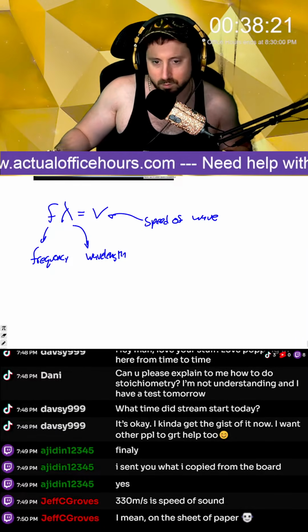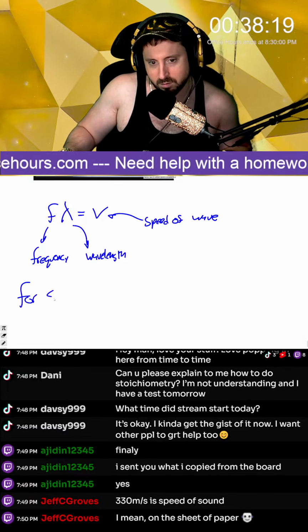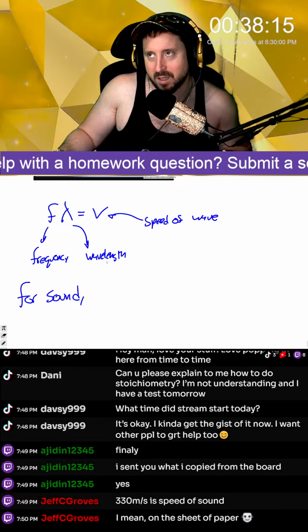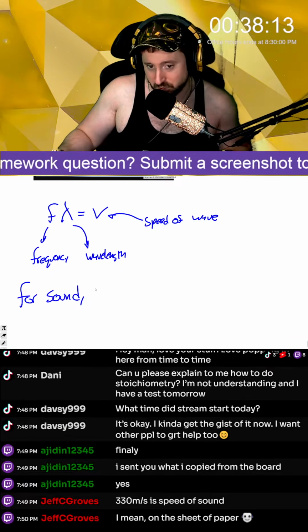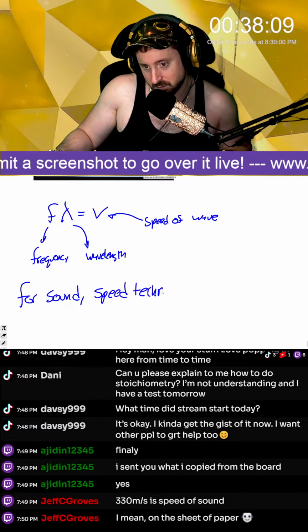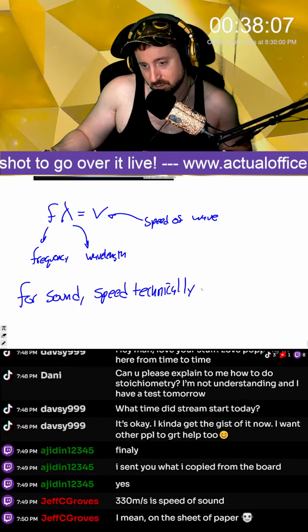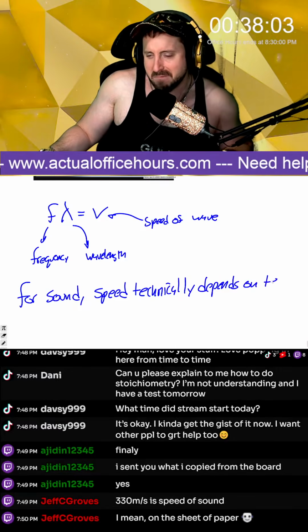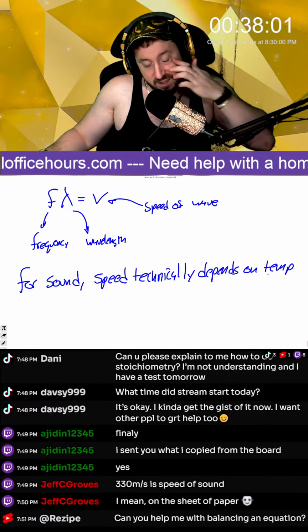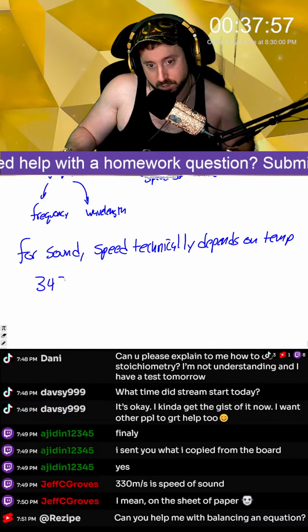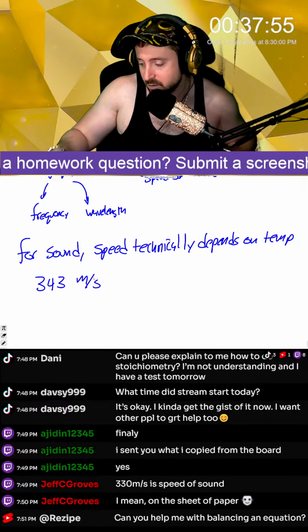And so for sound, it actually depends on the temperature. Technically depends on temperature. But the common one you'll see is either 343 meters per second.